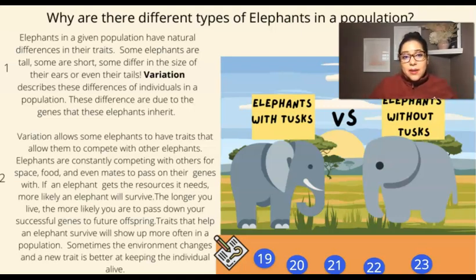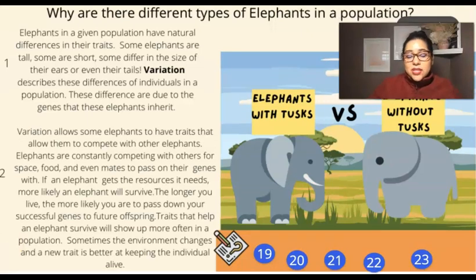Elephants in a given population have natural differences in their traits. Some elephants are tall, some are short, some differ in size of their ears or even their tails. Variation describes these differences of individuals in a population. These differences are due to genes that these elephants inherit. Variation allows some elephants to have traits that allow them to compete with other elephants.